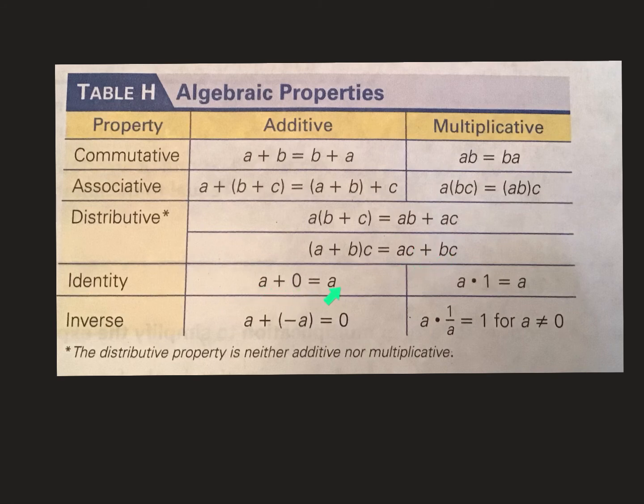Identity: A plus 0 equals A. A times 1 equals A. It's identifying itself. Here in the inverse, A plus a negative A equals 0. A times its inverse equals 1. Okay?